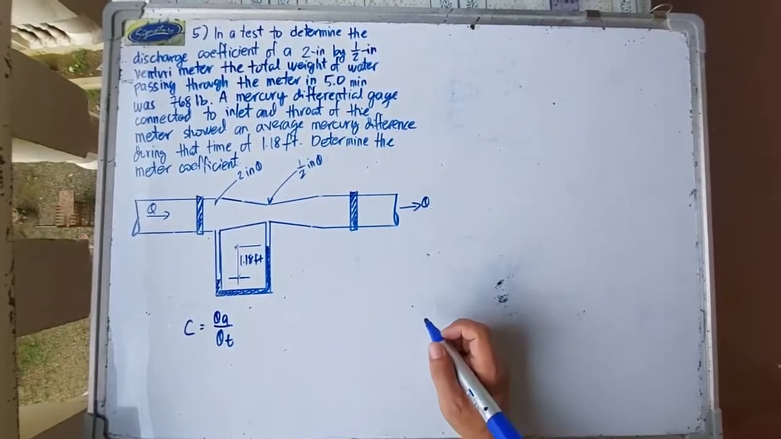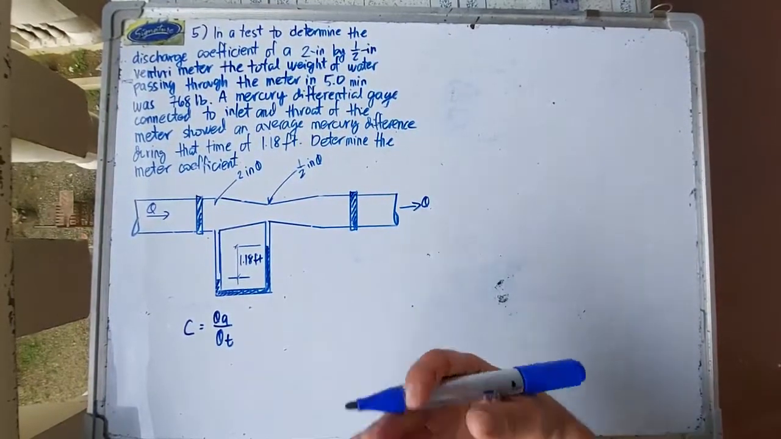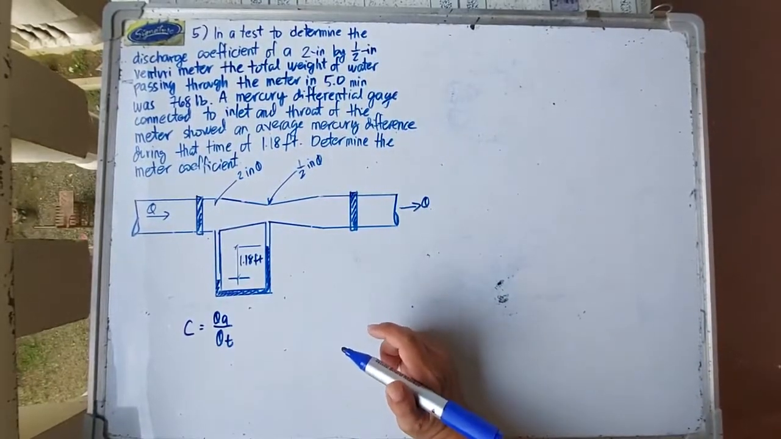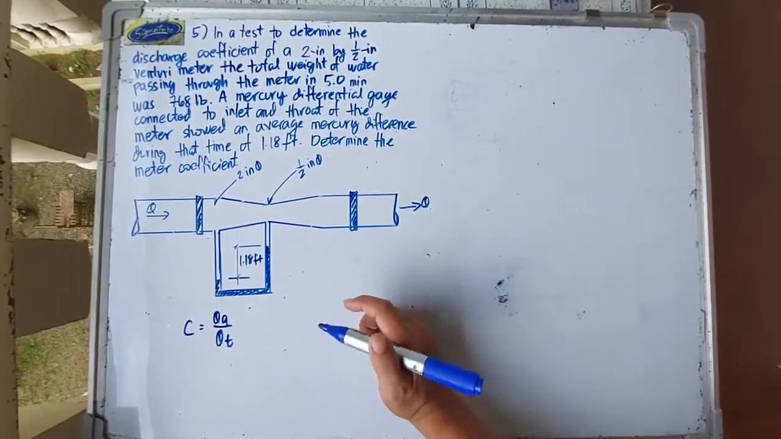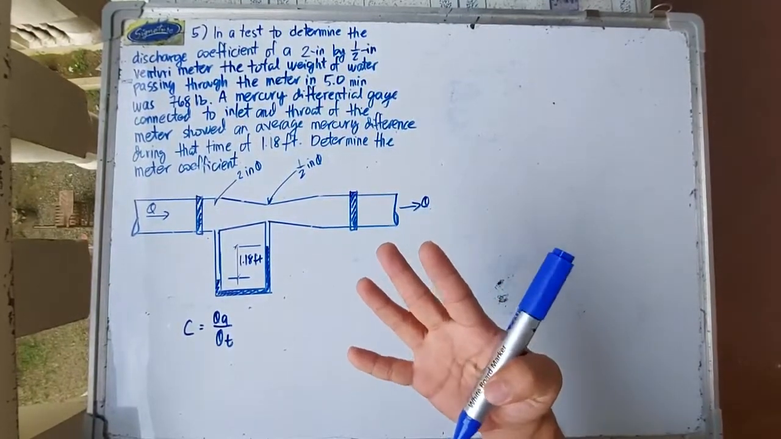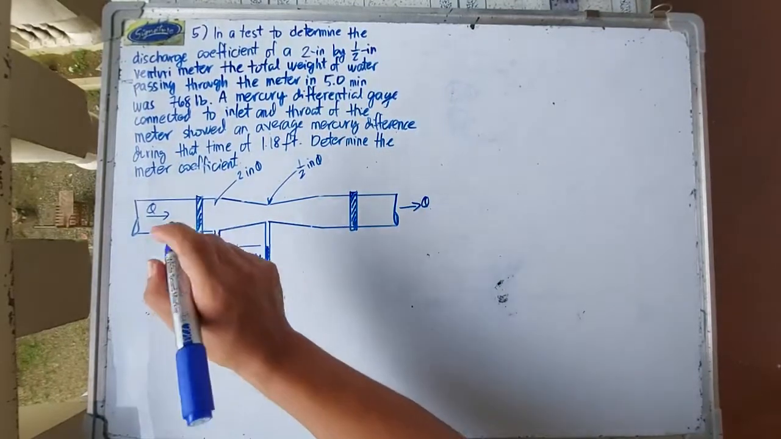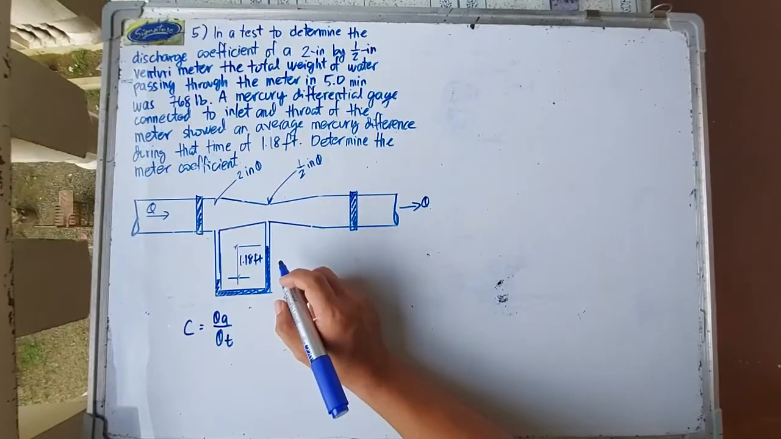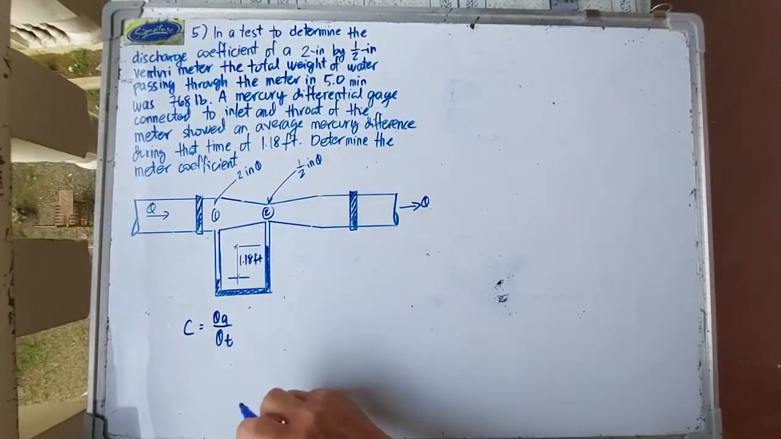First. So how do you solve for the theoretical discharge? The same procedure as in the previous problem that we solved before. So we assign 2 points. We solve the discharge using the energy equation. We assign 2 points above the two legs of the differential manometer. We say this is point 1 and point 2.